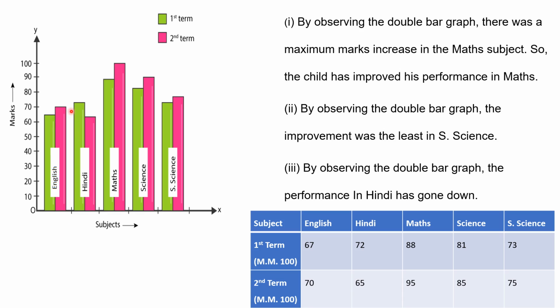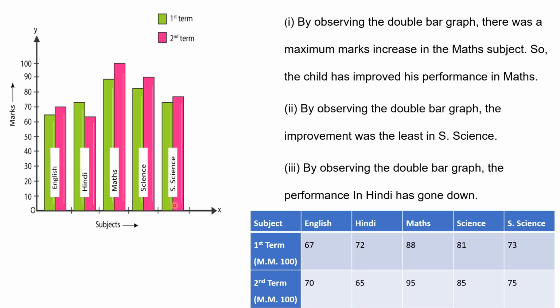After 72, more lines you have to select. And the second term is 65. After 65, more small lines you have to select. Like that, for math, science and social science. Clear? Next, let us answer one by one.